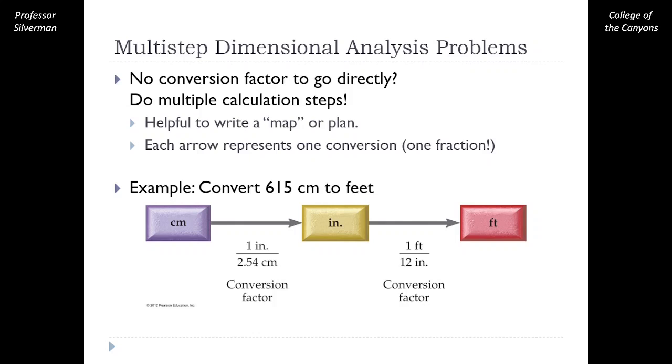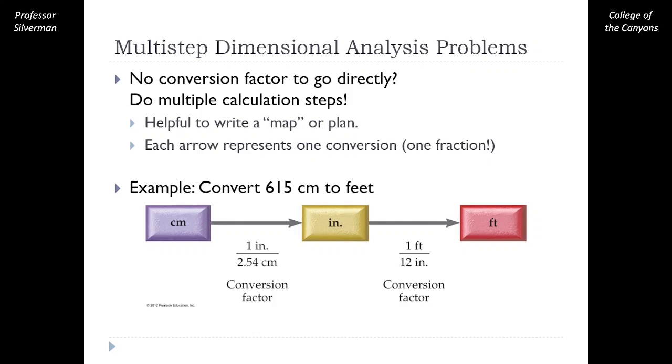We're going to look at a couple more challenging problems like this. Sometimes we don't have a step to go directly from where we want to where we want to go. So we can try to do multiple steps in a row. I like to do this just as one giant string of conversion factors and plug them all into the calculator all at one time. And to help us out, we can make a map of our calculation.